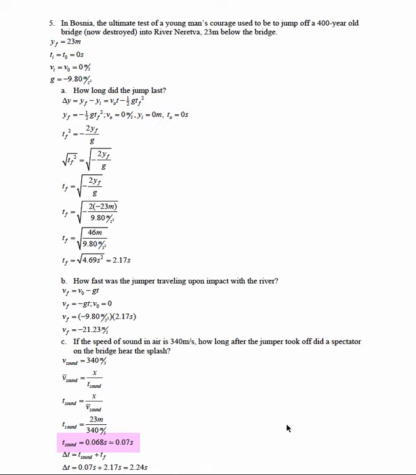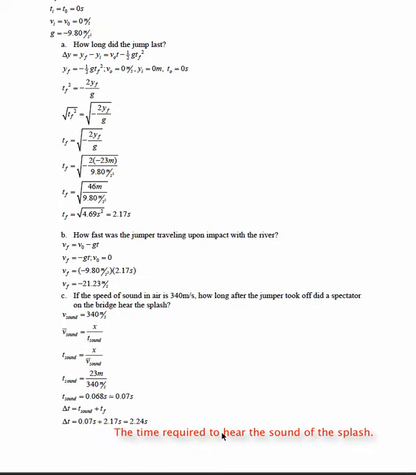So the change in time then, or the difference in time we're looking at, is the time for the speed of sound plus that of the time final. So the time it took for the sound to travel was 0.07 seconds. Add that to the 2.17 seconds it took for the diver to hit the water: 2.24 seconds after the diver jumped, the sound traveled back up to the person on the bridge.